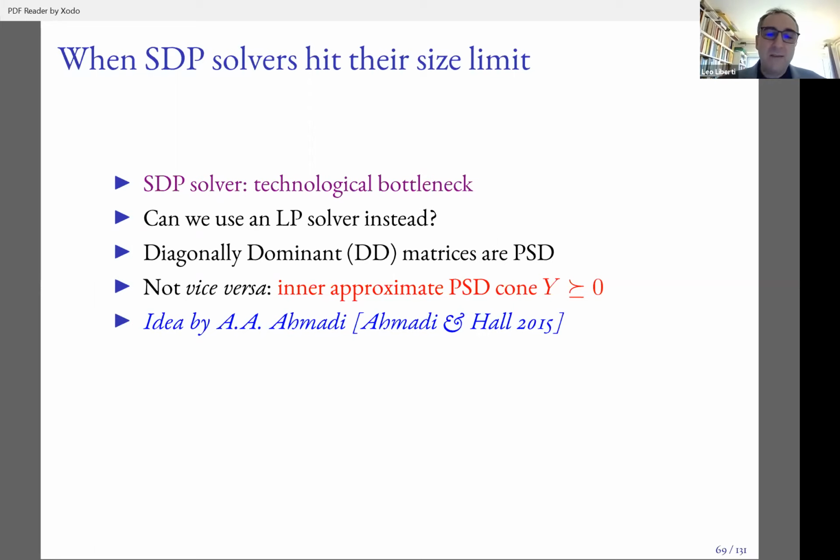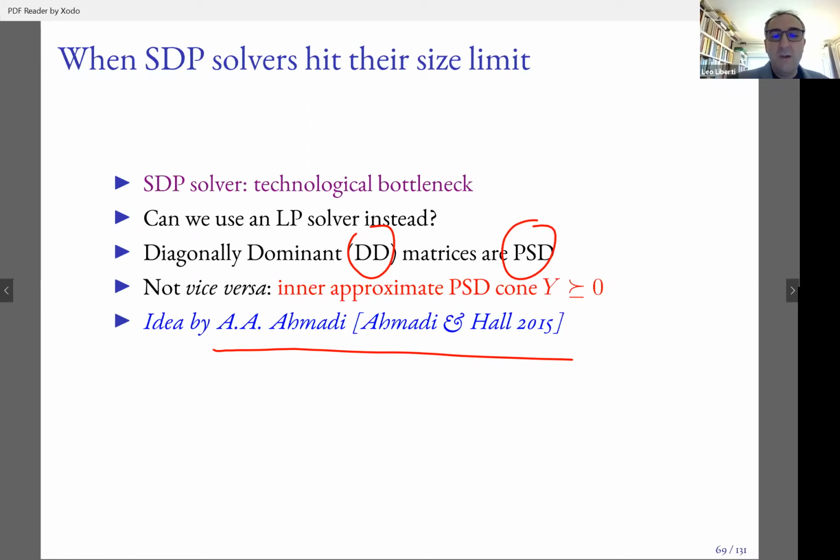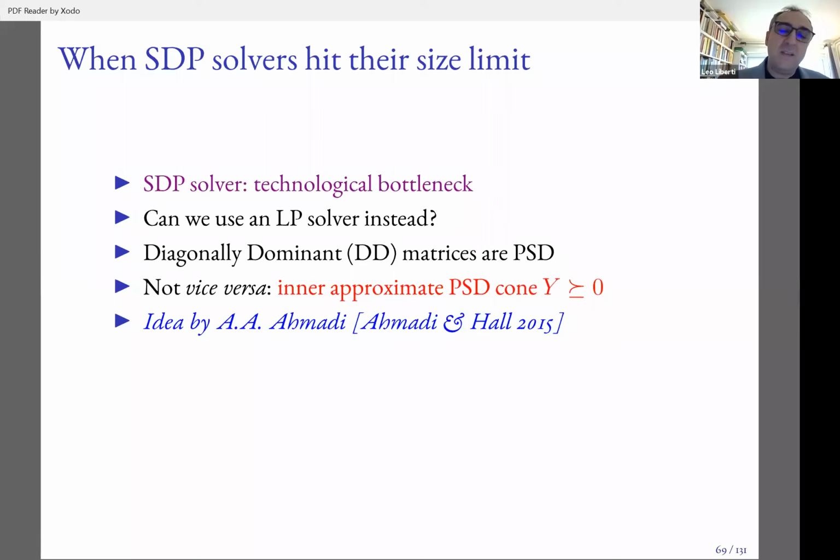Well, one way to do that, and I learned this trick from my friend Amir Ali Ahmadi, is to use a diagonally dominant matrix constraint instead of a positive semi-definite matrix constraint. Why? Because diagonally dominant matrices are all positive semi-definite, and vice versa doesn't work. So the approximation, the inner approximation of the PSD cone that I'm going to present now is, as I said, inner. This means that you no longer have a relaxation of the SDP.